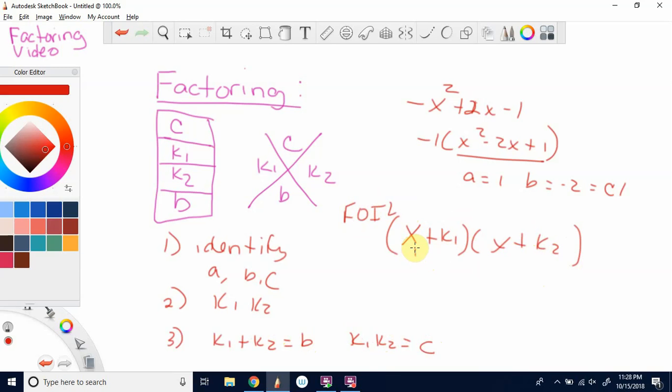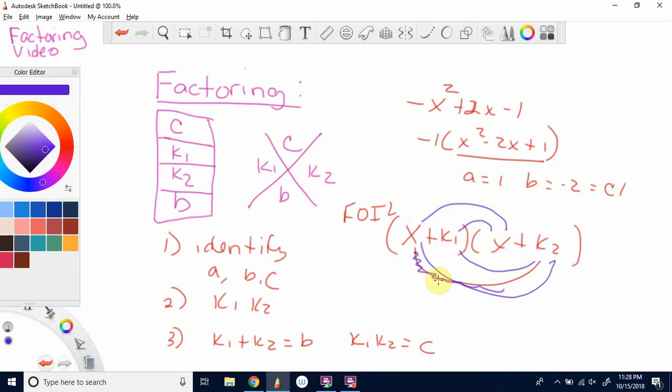We do the FOIL method. Remember, first times first. Oops, sorry. So ignore this line. I'm going to do it in blue. First times first, outer times outer, inner times inner, and last times last. And then you combine like terms, and you should get the original quadratic equation.